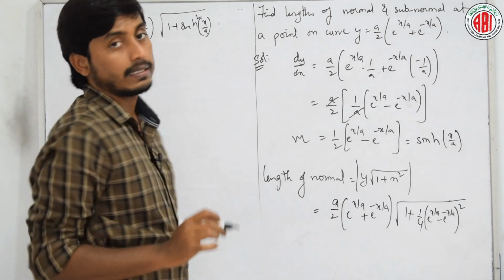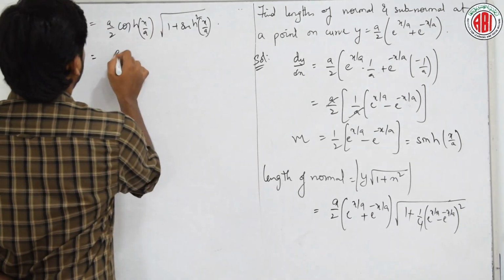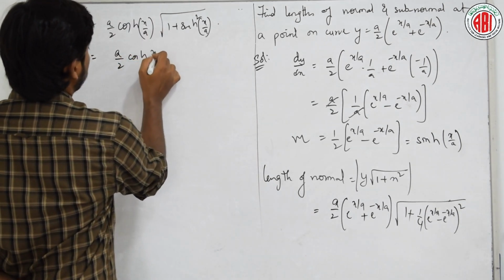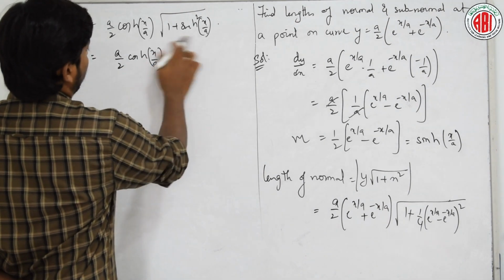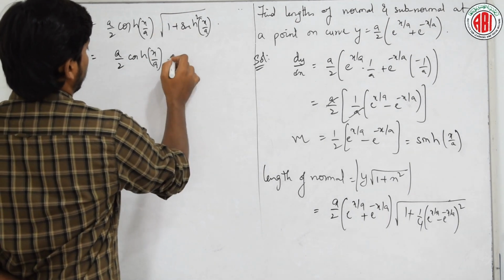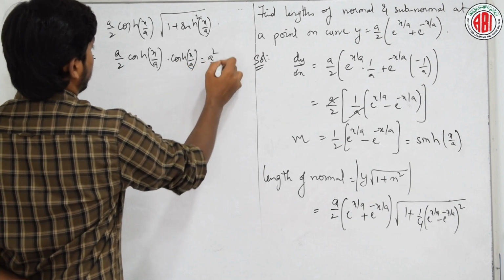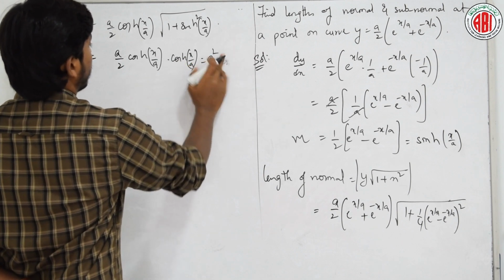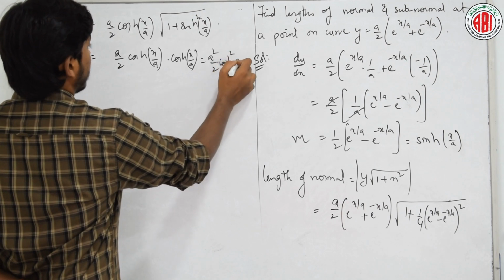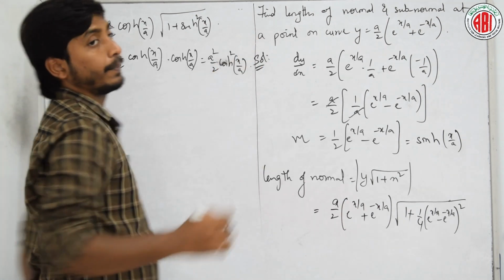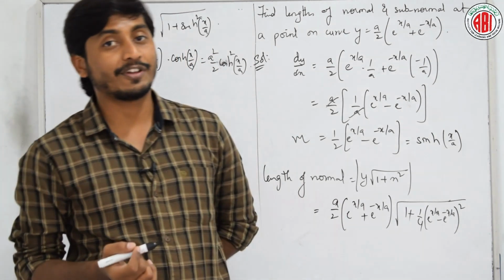So let us simplify it. That will be a by 2 cosh x by a. What is under root of 1 plus sinh square? That is cosh square, that is nothing but cosh x by a, that is nothing but a square by 2 cosh square x by a. Is it right? This is the length of a normal.